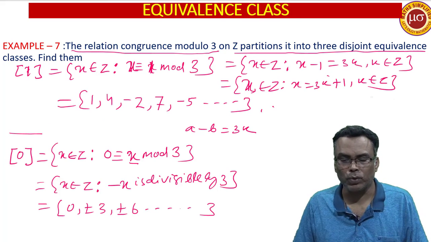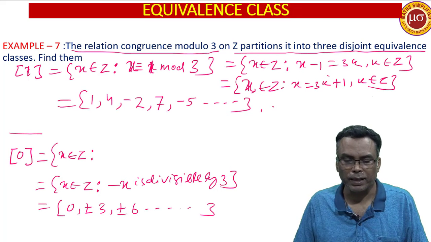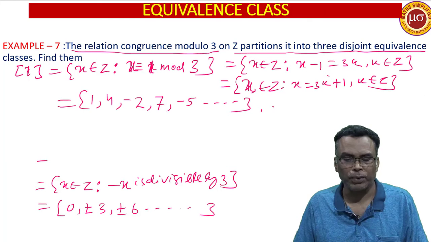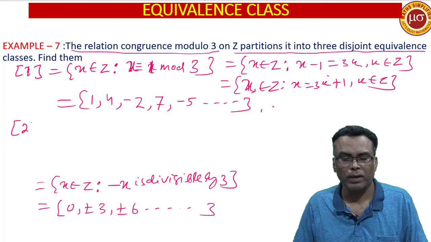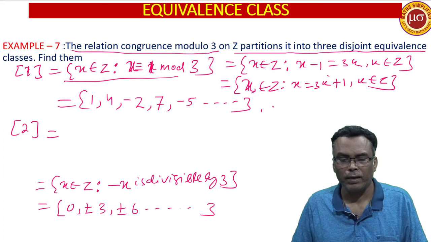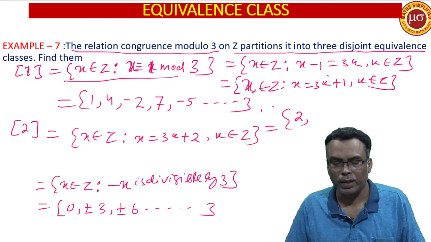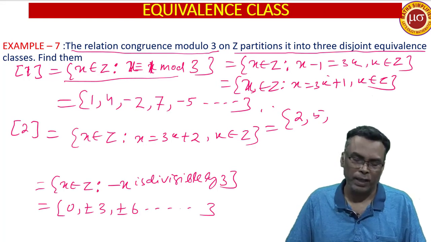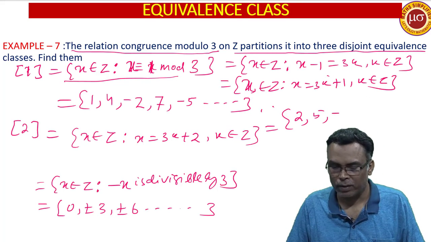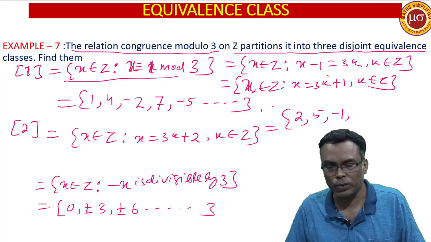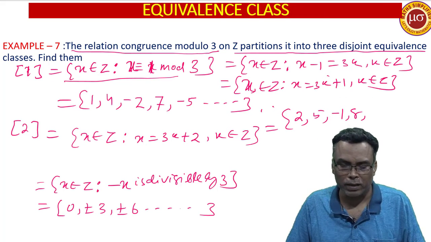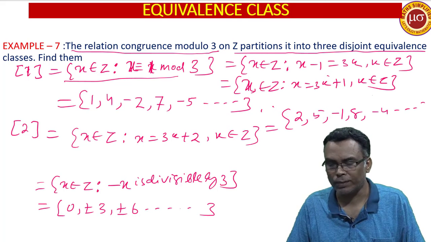What is the equivalence class of 2? Now let us see. In the same style, it is x belongs to Z such that x equal to 3k plus 2 where k belongs to Z. So for k equal to 0 it is 2, k equal to 1 gives 5, k equal to minus 1 gives minus 1, k equal to 2 gives 8, k equal to minus 2 gives minus 4, and so on.